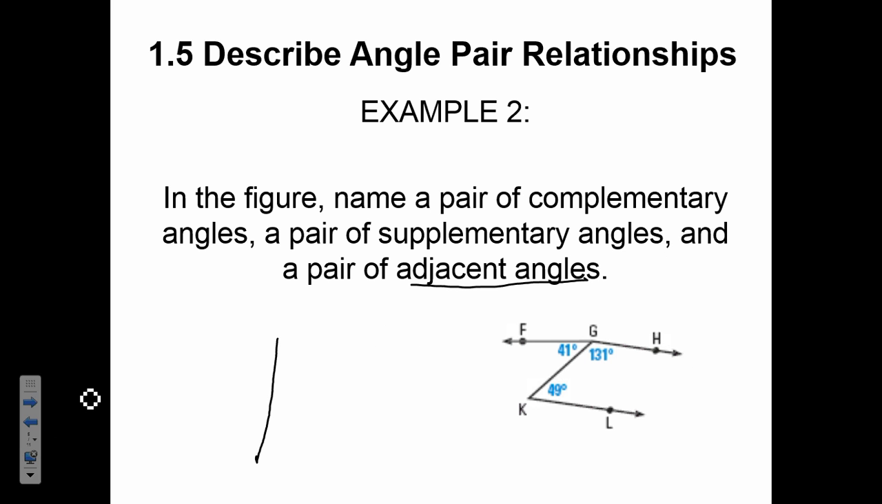Name a pair of complementary, supplementary, and adjacent. Again, look for those angles that add up to 90, look for the angles that add up to 180, and then look for the angles that share a vertex. So these two share a vertex, 49 and 131. These two are supplementary. And then 49 and 41, those two are complementary.